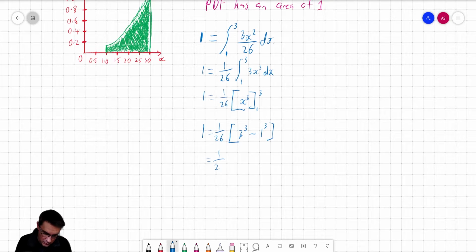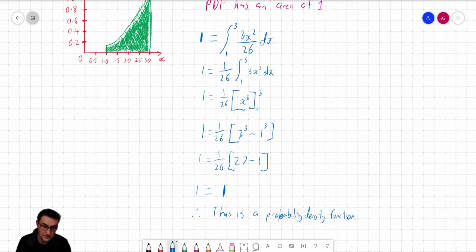We work this out, we have 1 over 26. This is 27 minus 1, which becomes 26. So when I have 1 over 26 times 26, that gives me an answer of 1. Therefore, I can say this is a probability density function.